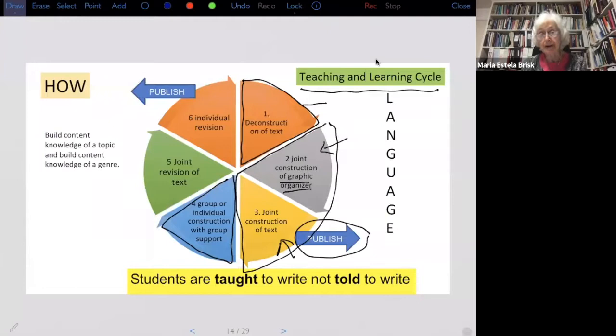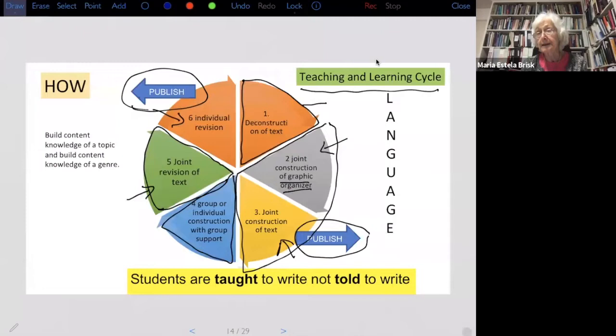And then when they've developed drafts, we teach them how to revise by taking one or two students' drafts or chunks of their drafts and revising with the whole class for those aspects of the genre and the language that we've been teaching and that we think are very important. So we do that together, and then the students can do it individually or with a partner. And then that's the second opportunity to publish.